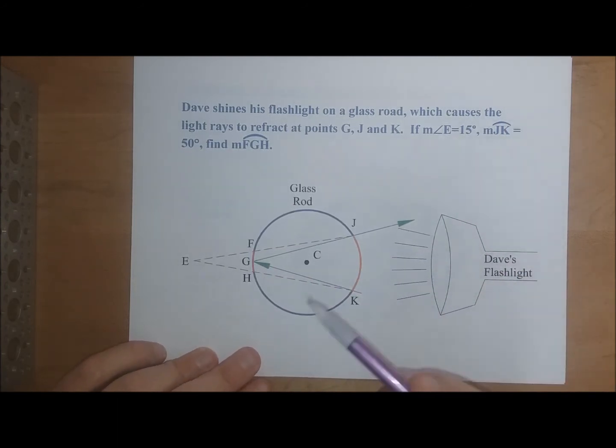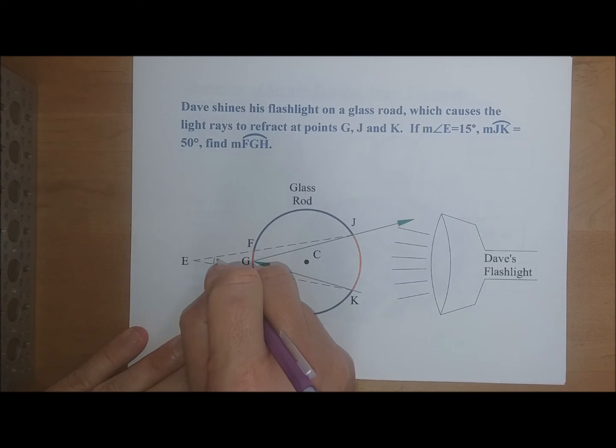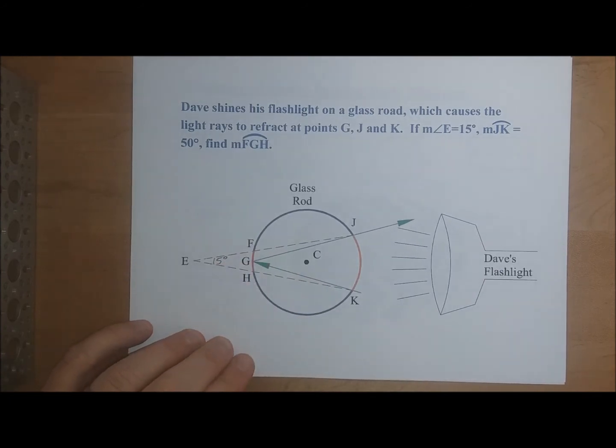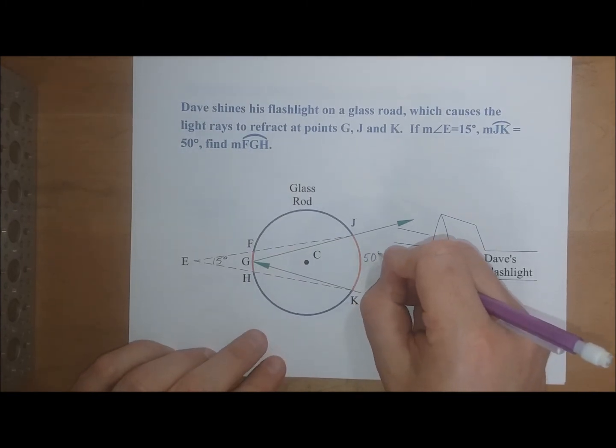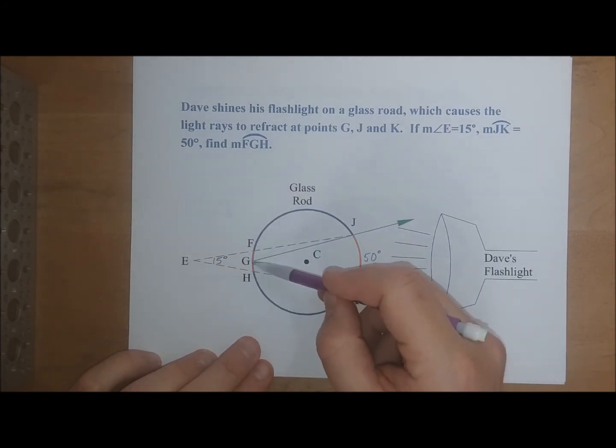If the measure of angle E is 15 degrees, okay, I'm going to go ahead and label that. They're telling us the exterior angle formed here is 15 degrees. And the measure of arc JK, so this guy over here, I'll just label him as 50 degrees, right? They tell us that. Could we find the measure of arc FGH? So this arc highlighted in pink here.